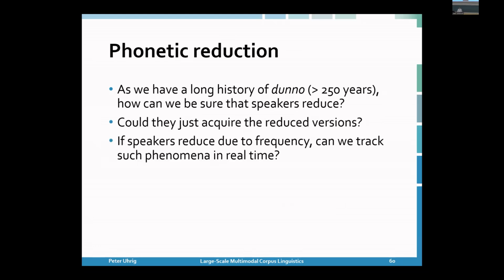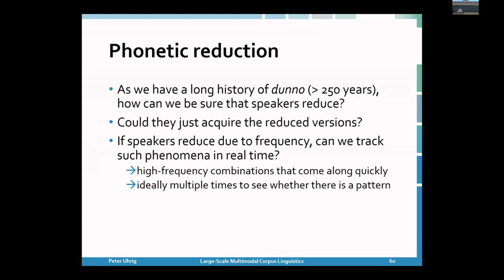They could just acquire the reduced versions, but if they reduce due to frequency, can we track such phenomena in real time? Well, usually we don't get frequency changes that often, right? So words don't just explode in frequency. Well, sometimes they do. And I was looking for high frequency combinations that come along quickly and ideally multiple times to see whether there's a pattern. And that's why I decided to take a look into the word president plus the surname. That is a study, again, on NewsScape data.